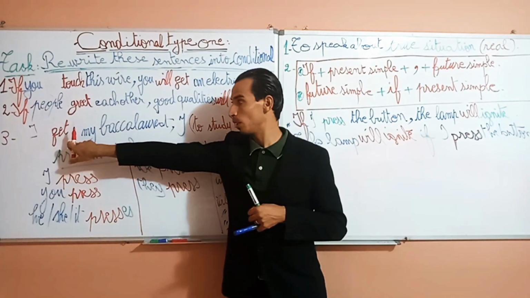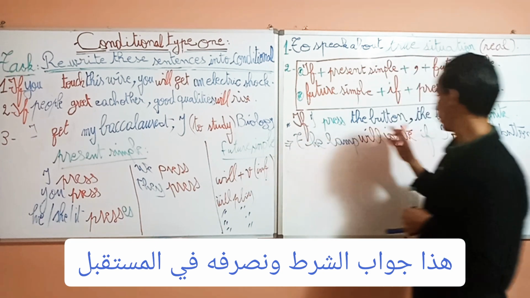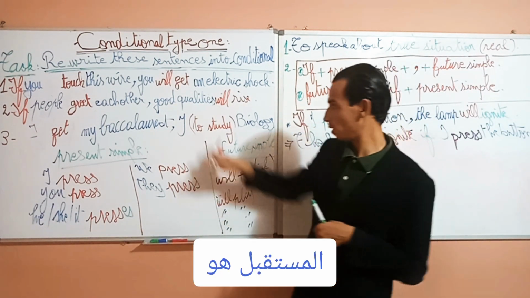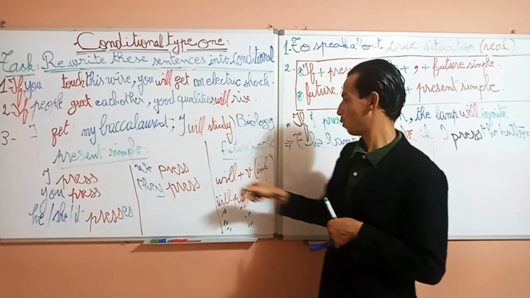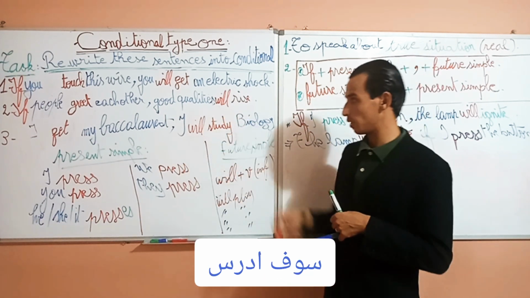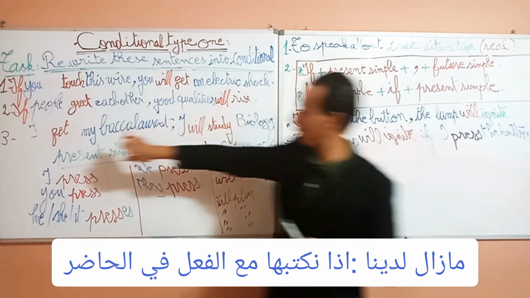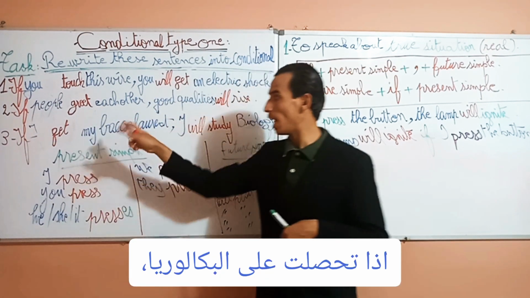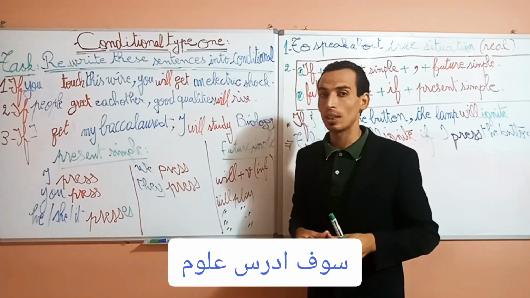This is present simple, and it is the condition, and this is the result of the condition. The result of the condition, we put it in future simple. Future simple is will plus verb in infinitive. We read, will study. And we still have if. We write it with the present simple verb here. And we read, if I get my baccalaureate, I will study biology.